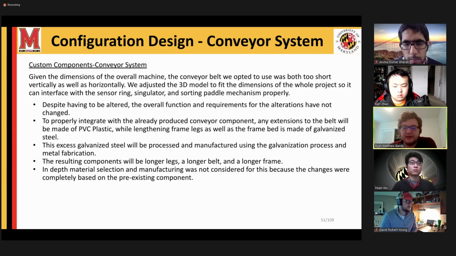This additional galvanized steel will be processed and manufactured using the galvanization process and metal fabrication. The resulting components will be longer legs, a longer belt, and a longer frame. In-depth material selection and manufacturing was not considered for this because the changes were completely based on the pre-existing component and the design has not changed from the original.